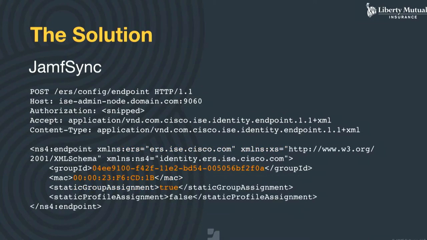If the device doesn't exist yet, this is an example of a POST. So in ISE, you do PUTs to update, POSTs to create. So this is more or less the same thing, creating a record for that MAC address with a static group assignment in the group that you see there. You'll notice the only difference really is that that unique identifier is not there because it doesn't exist yet.